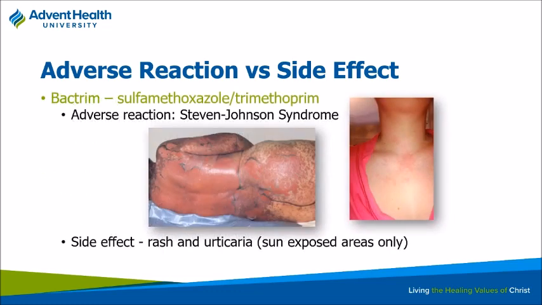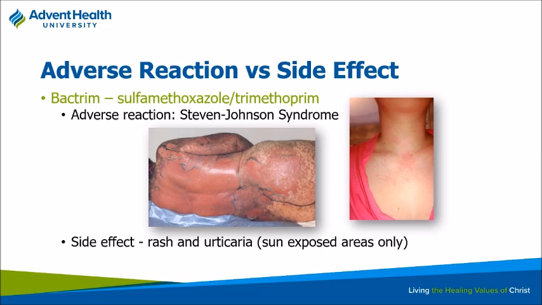So other things you can consider as well. For instance, there's an antibiotic called Bactrim, which is a combination product of two drugs, sulfamethoxazole and another one called trimethoprim, used very frequently for all kinds of things, UTIs, skin infections, etc. A side effect might be rash and urticaria in, say, sun-exposed areas. We call that photosensitivity. Well, that's something you can deal with, right? You can say, hey, make sure you stay out of the sun.